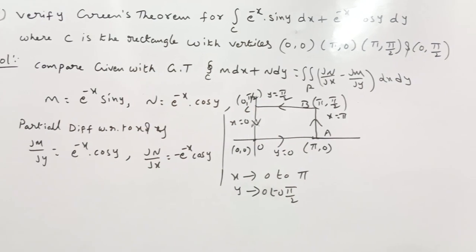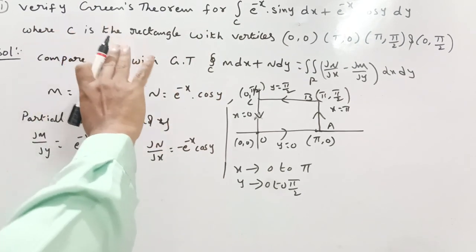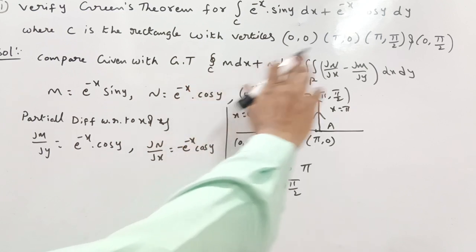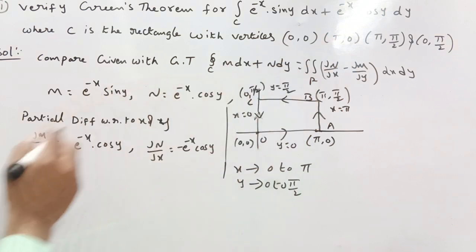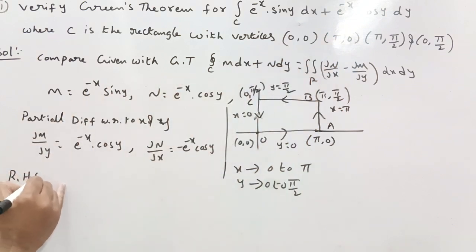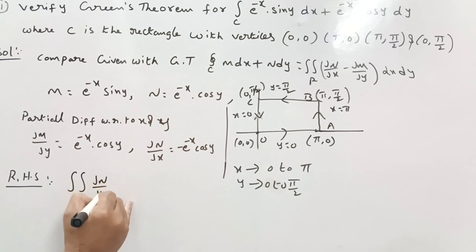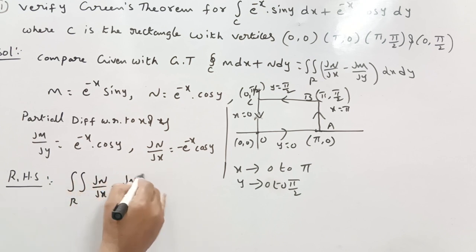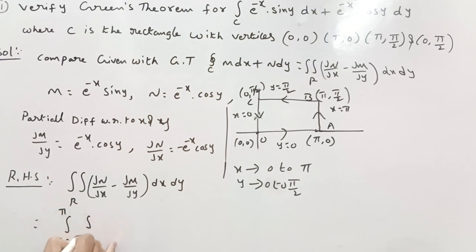It's a lengthy problem, no? Let us see whether we'll solve. Now RHS, the right hand side. Whenever he's asking verify, you have to find the left hand side and the right hand side. If he's asking only to apply Green's theorem, solving the right hand side is enough. What is the right hand side? We have the double integral over R of (dou N by dou x minus dou M by dou y) dx dy. It is a surface integral, so you have to integrate two times, with x from 0 to pi and y from 0 to pi by 2.